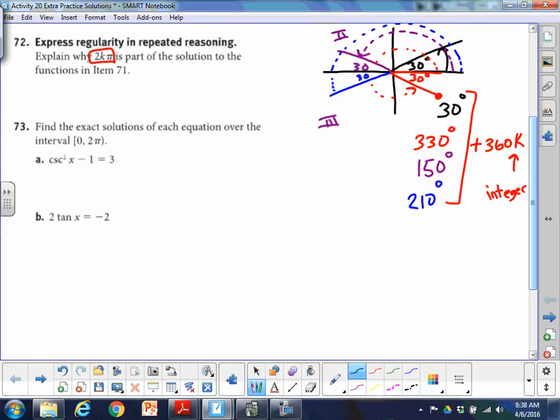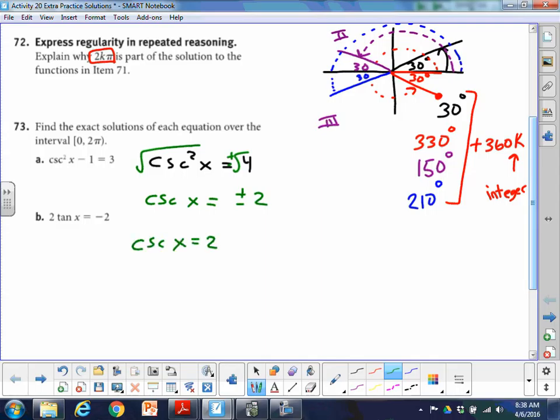That one looks a little bit more difficult. So if we start by adding the 1 to cosecant squared x, I'm going to add 1 to both sides, so that 3 is going to become a 4. Now we're going to go ahead and take a square root again. When I take the square root of both sides, I'm going to get cosecant of x equals, the square root of 4 is 2. Okay, so let's split this up. Cosecant of x could be 2, or cosecant of x could be negative 2. The plus or minus means we have to check both.